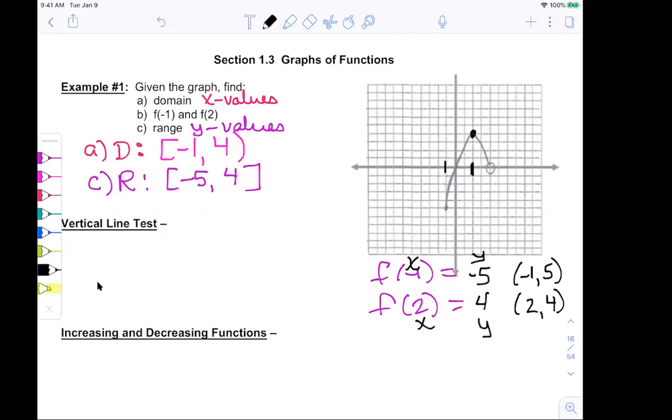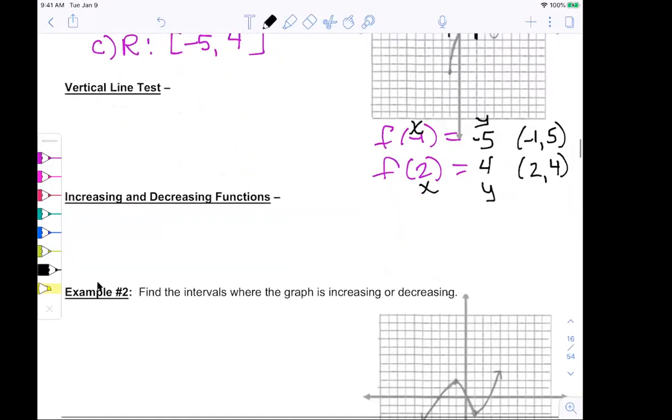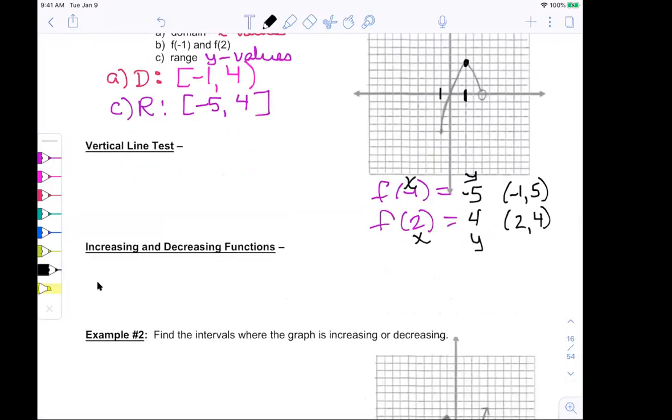All right, so the next thing we have here is a little refresher of the vertical line test. So yesterday we talked about equations being functions, and on Monday we talked about equations being functions Tuesday. And we said a relation is a function when each x is paired with exactly one y value. What's the vertical line test do?